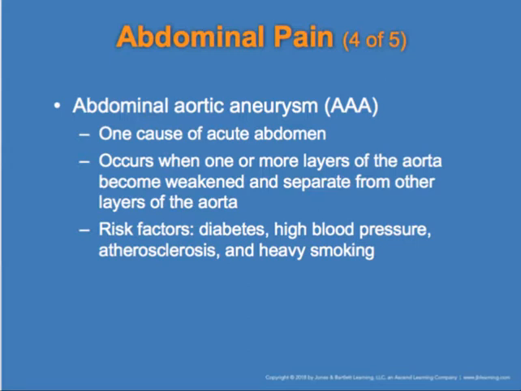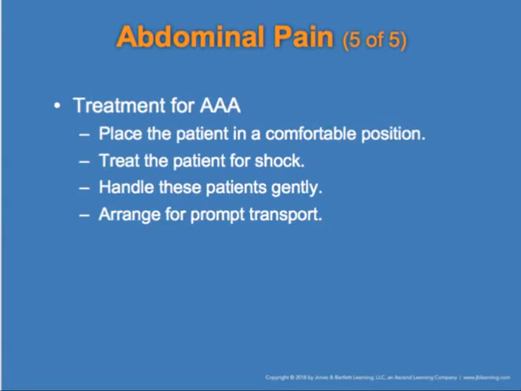Abdominal aortic aneurysm is just a cause of acute abdomen, right? It's when one of the layers of the aorta becomes weakened, right? And it can actually blow, and given the amount of blood that's in the aorta itself, when somebody blows a AAA, they generally do not survive. It can be a very life-threatening situation for a patient. Risk factors: diabetes, high blood sugar, high blood pressure, right? Atherosclerosis and heavy smoking make you absolutely a significant candidate for a AAA.